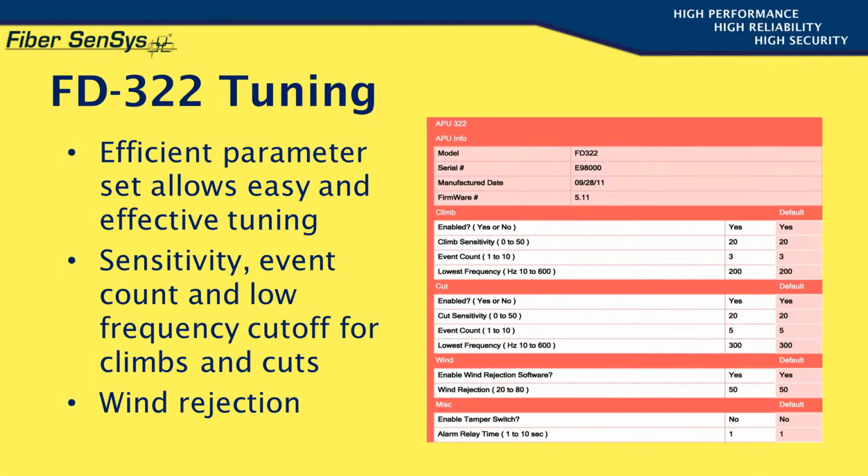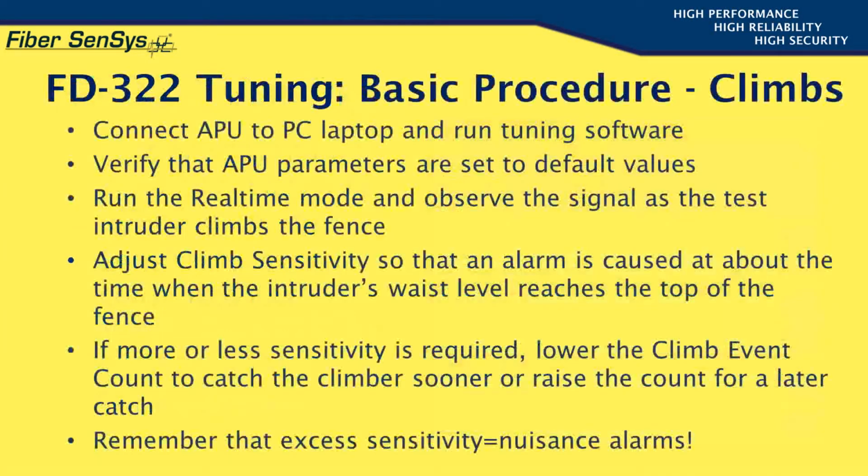Let's have a quick review of the APU's efficient and effective parameter set before diving into the tuning process. We'll be adjusting sensitivity, event count, and low-frequency cutoff for the climb and cut processors as our primary tools. We've also got the wind rejection algorithm at our disposal for nuisance alarm sources. So let's talk about how these adjustments work together to tune our fence sensor.